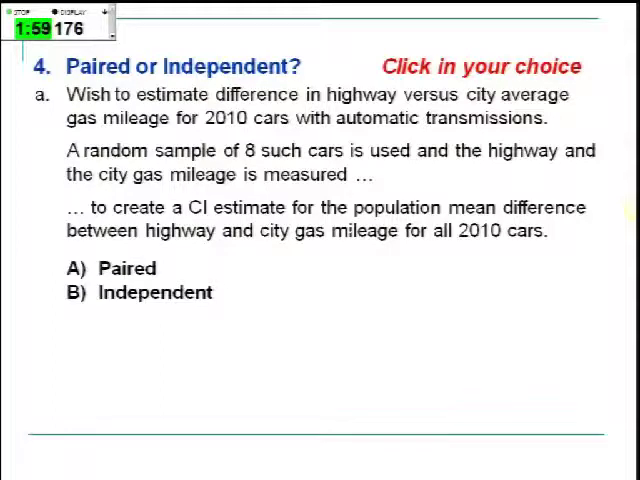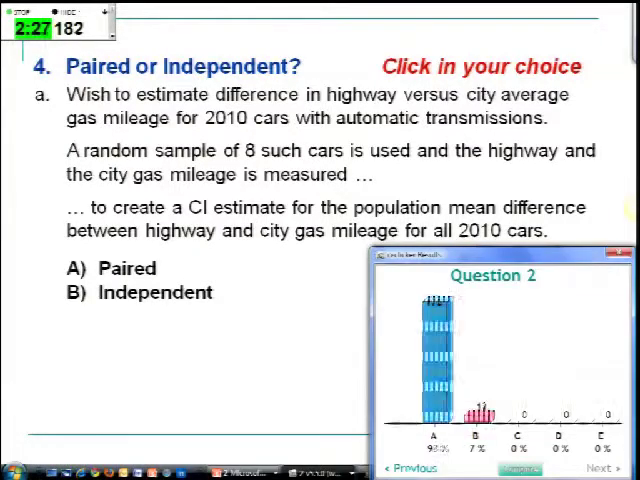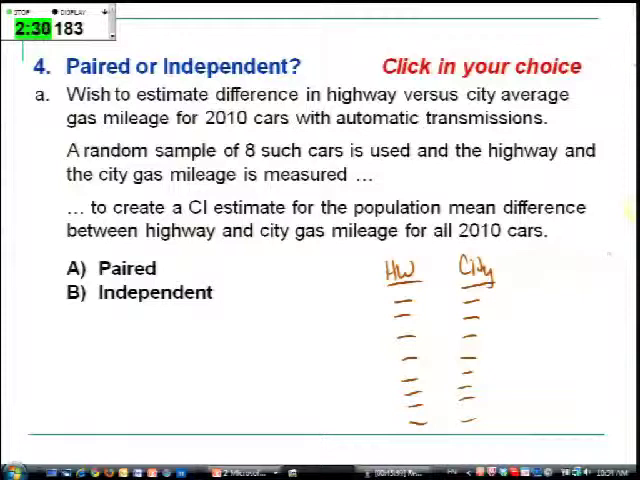So you've got 8 cars, you've got highway and city gas mileage measured, so there'll be highway mileages recorded here, and city mileage is also recorded. There are 2 sets of numbers, and a very high percent of you would get it right if this were an exam question, which is good. It's paired.